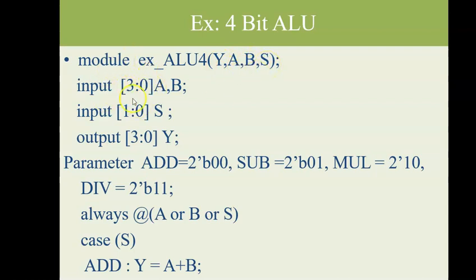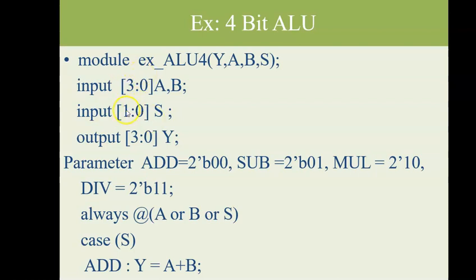Now, as I have already told you, what is the direction of the ports? A and B are the inputs, but they are vectors, as I told you in the earlier data operators. 3 down to 0 means it's a 4-bit vector. A can have a value like 0101, 1000, or any value between 0000 and 1111. B is also the same. But select is only a 2-bit vector. 1 down to 0 means you can have only 2 bits, so I can have 4 operations with this.